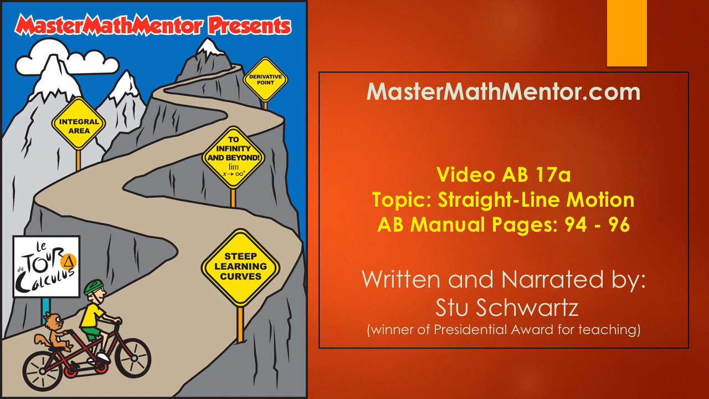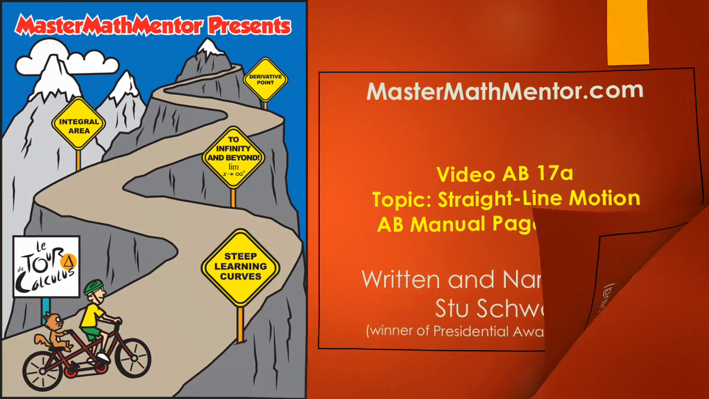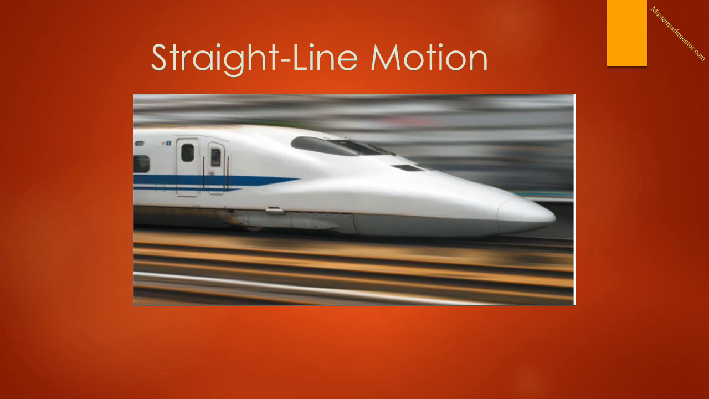This is video AB17a, and the topic is straight line motion. It covers the AB manual pages 94 through 96. Now that we have covered related rates, we talk about a special related rates problem called straight line motion.